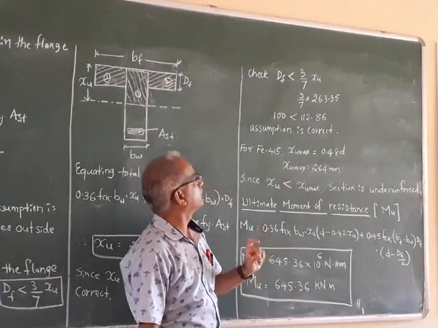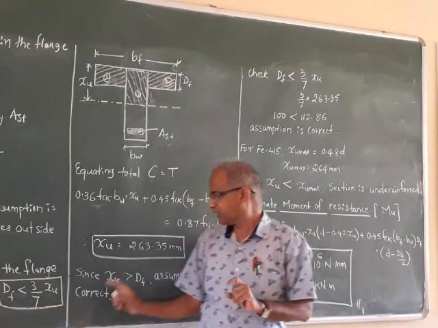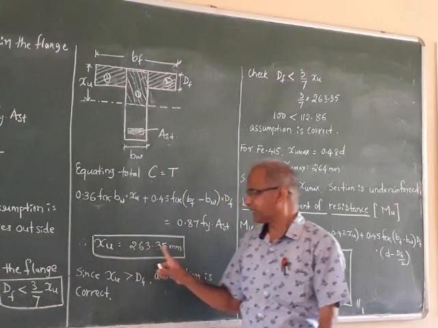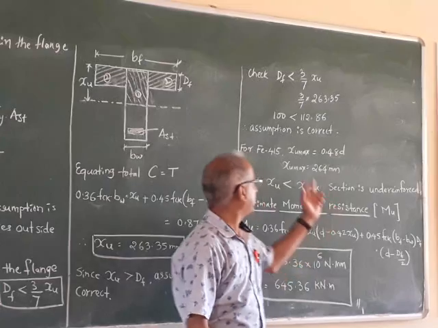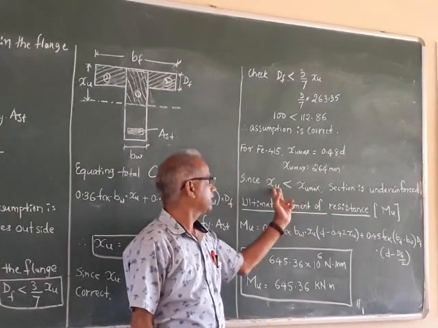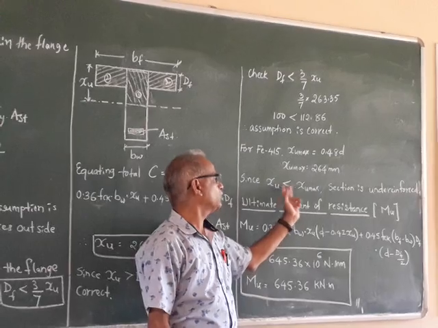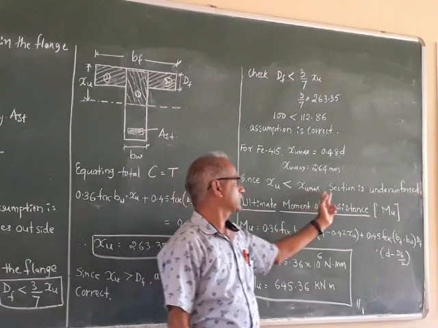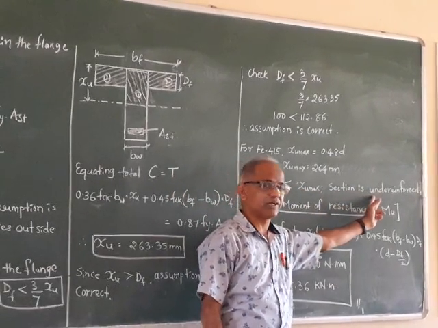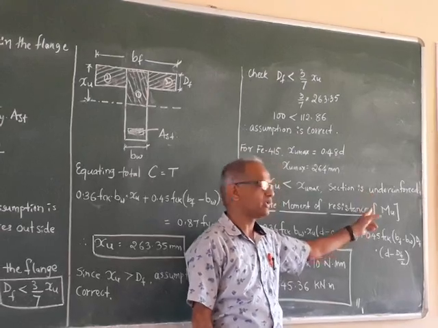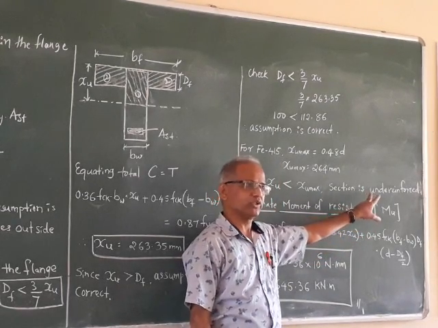Then XU is 263.35 mm. So compare XU and XU max. Now here XU is less than XU max. XU is less than XU max. So therefore the section is under reinforced section. So this T beam is under reinforced section.